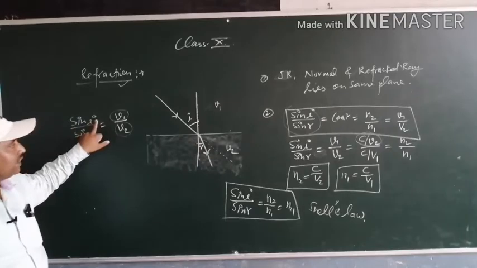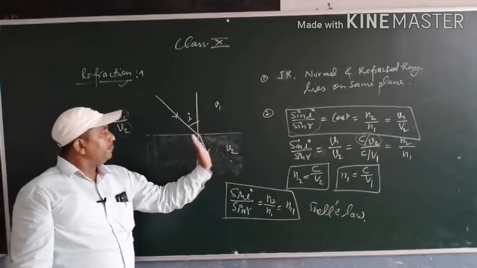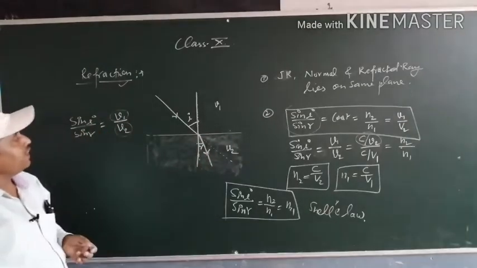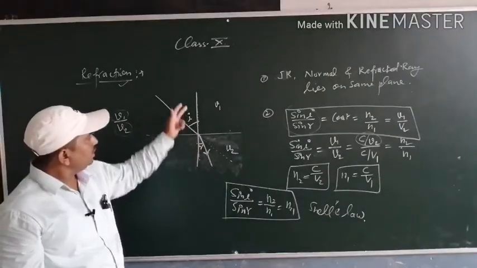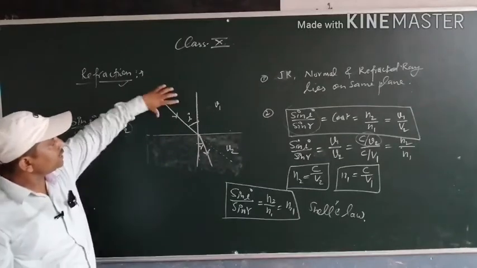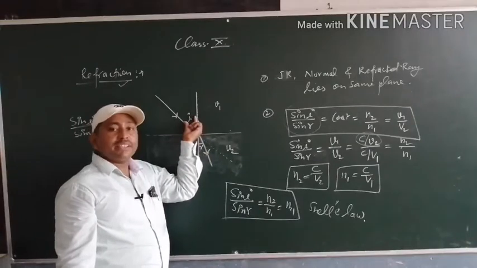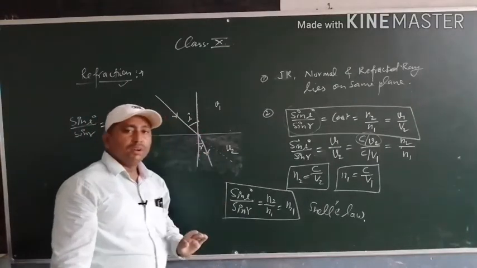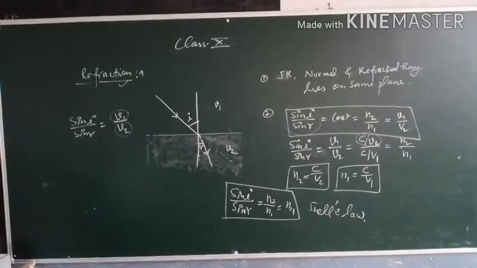So we can say that when light goes from rarer to denser medium, it bends towards the normal. It means the value of R is smaller than I. But when light goes from denser to rarer, the value of R is greater than I. It means light goes away from the normal. So this is all about the refraction of light.